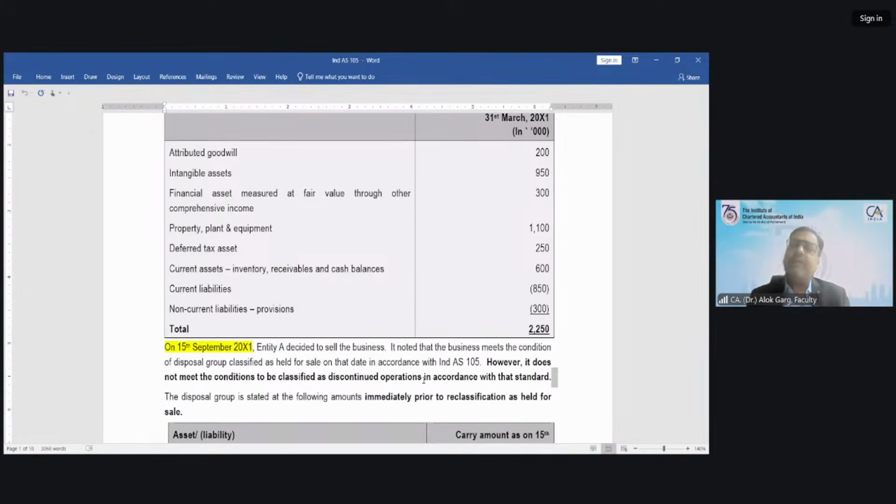What would have happened if it had been a discontinued operation? A discontinued operation can also be a disposal group, right? From the accounting perspective. Yes, sir.